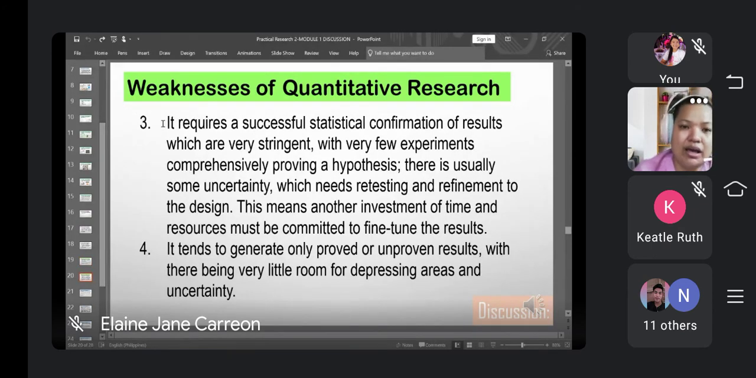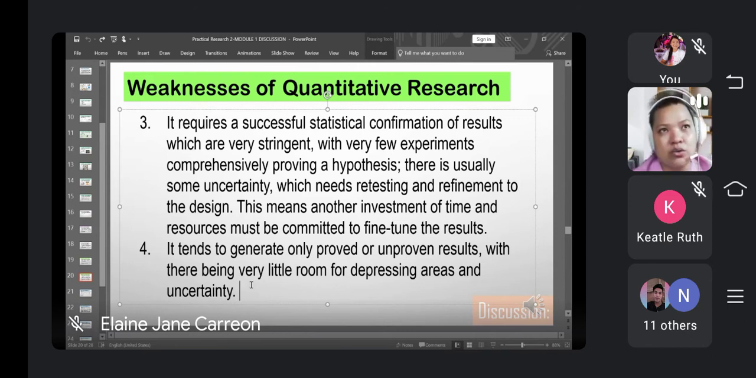Number 3, it requires successful statistical confirmation. So, kung mali yung mga na-solve mo, uulit ka na naman kasi mali ang magiging result ng iyong decision. So, instead na i-accept yung hypothesis, i-reject mo pala. Mali ang magiging result. So, walang kwenta yung research mo. Sayang ang pagod mo. Next, that's why, don't worry, I'm going to assist you in order for you to come up with a precise and accurate statistical treatment.